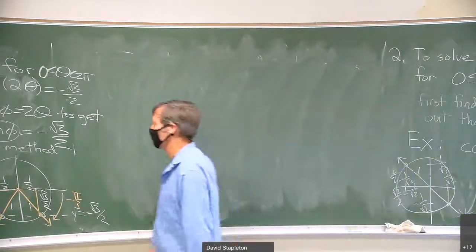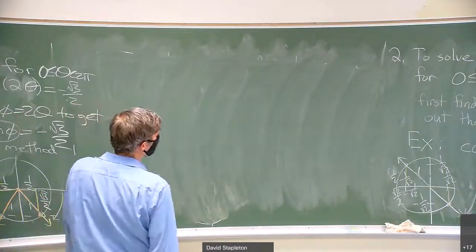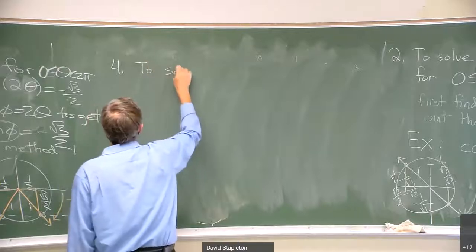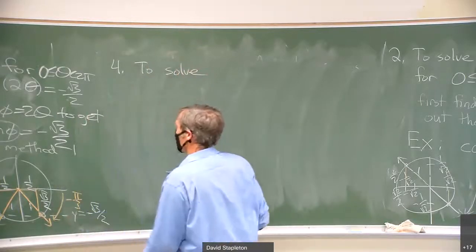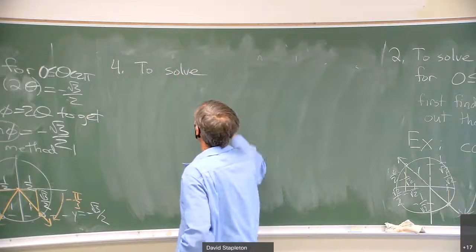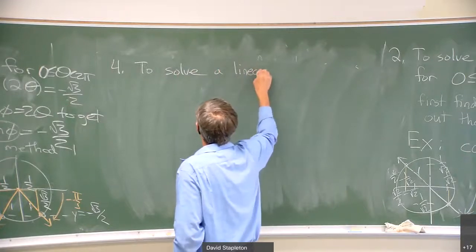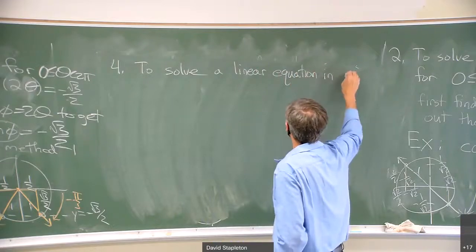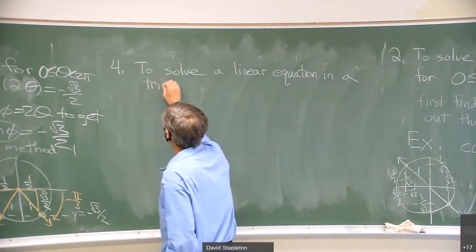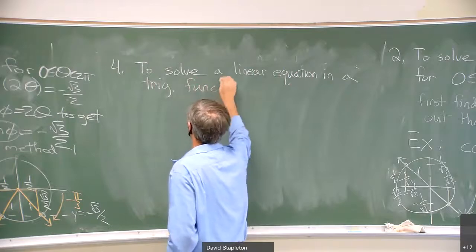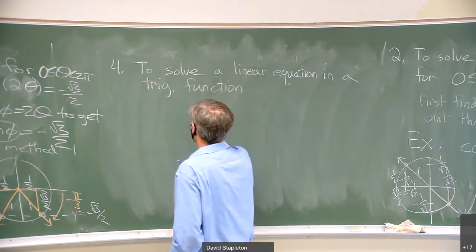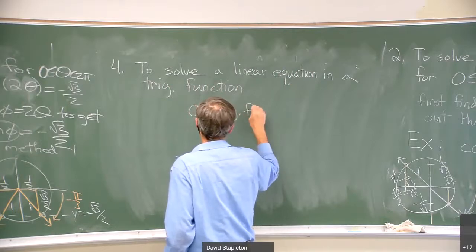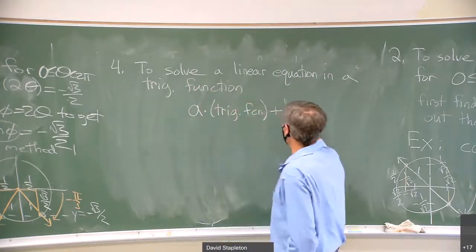All right, now the next thing is step 4. Suppose I want to solve a trig function of a single angle or a multiple angle, a linear equation in a trig function. What's that? That's a name for the following kind of trig equation. A number a times a trig function plus a number b equals 0.